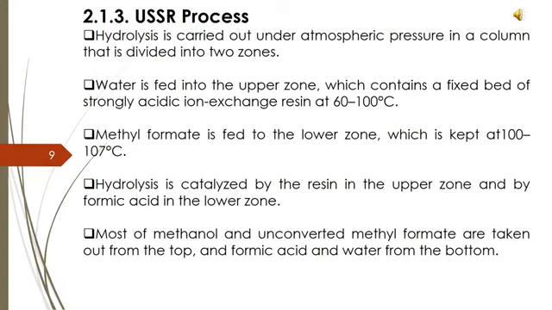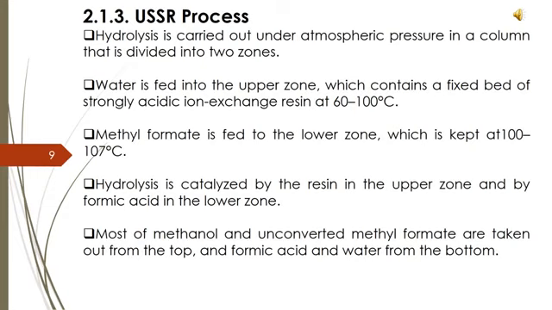So in the hydrolysis column, there are two zones: upper zone and lower zone. In the upper zone, water is fed. There is a fixed bed of strongly acidic ion exchange resin, and the temperature is kept at 60 to 100 degrees centigrade. And the temperature of the lower zone is 100 to 107 degrees centigrade. Here methyl formate is fed into the lower zone.